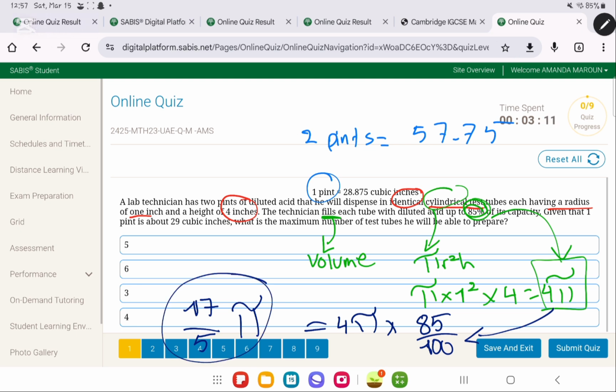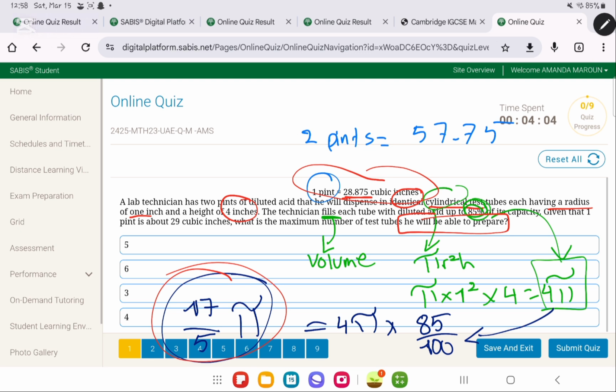Now they want us to know the maximum number of test tubes he will be able to prepare. So what are we given? First, we know that one pint can hold 28.875 cubic inches. And then we found that one test tube can hold 17 over 5 pi cubic inches.